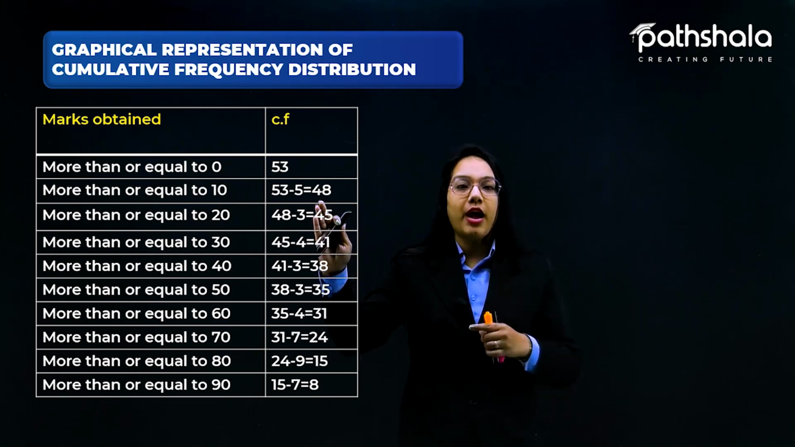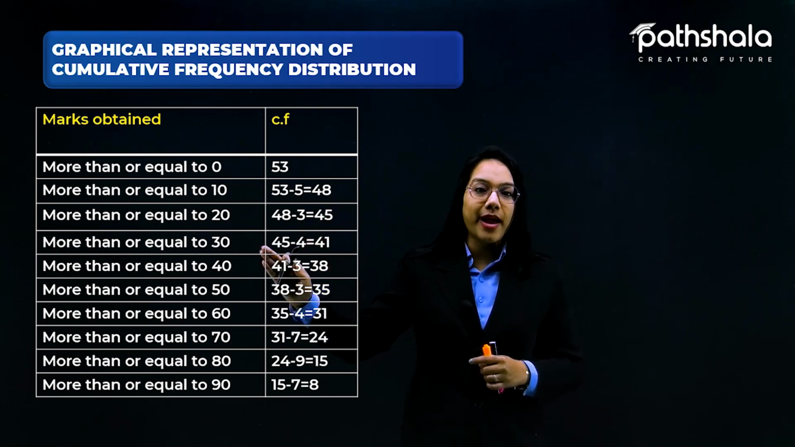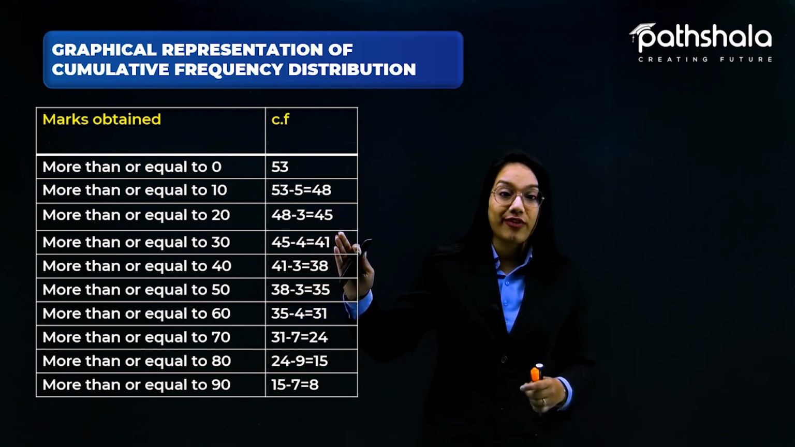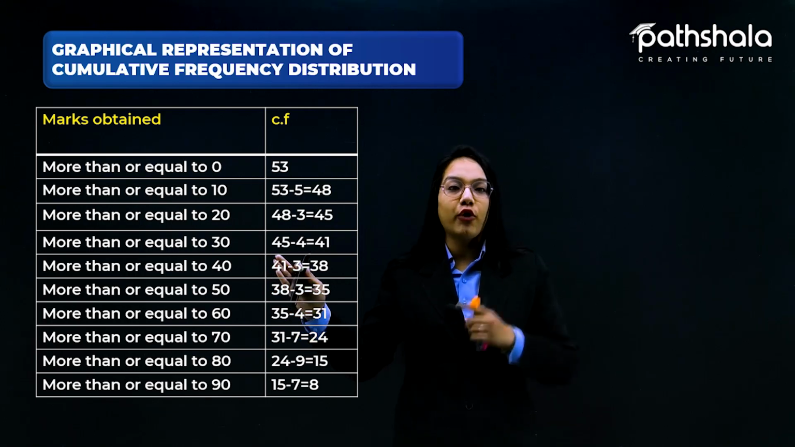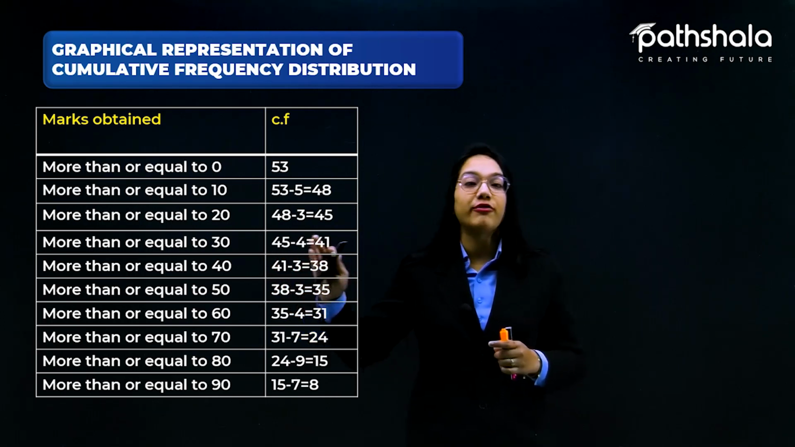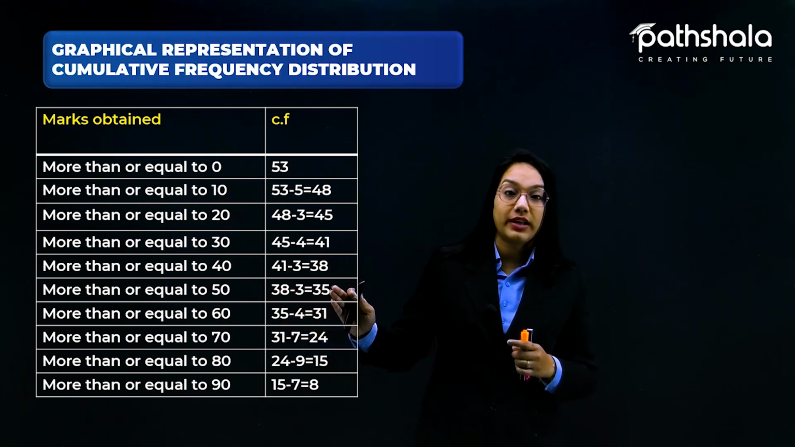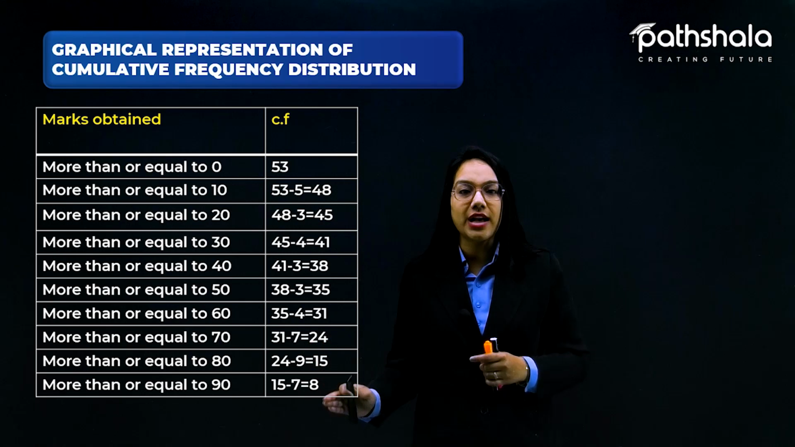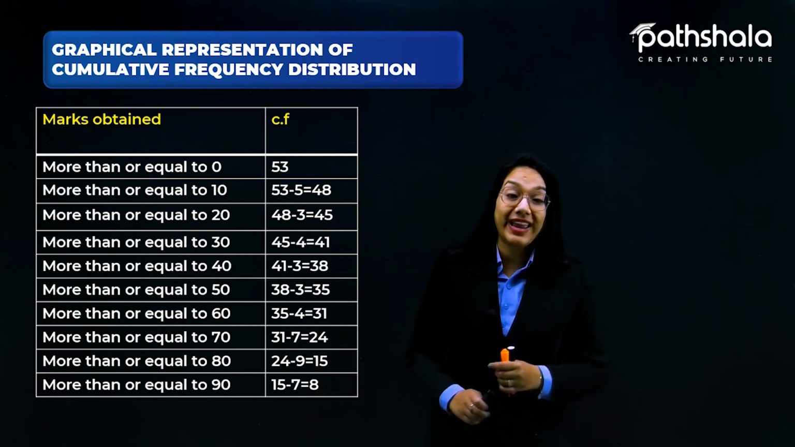Now further we have to subtract the respective frequencies again. So 48 minus 3 is equal to 45. Further we carry forward 45 again: 45 minus 4 is equal to 41. Carry forward 41 again: 41 minus 3 is equal to 38, and so on till the last term, which is 15 minus 7, equal to 8.